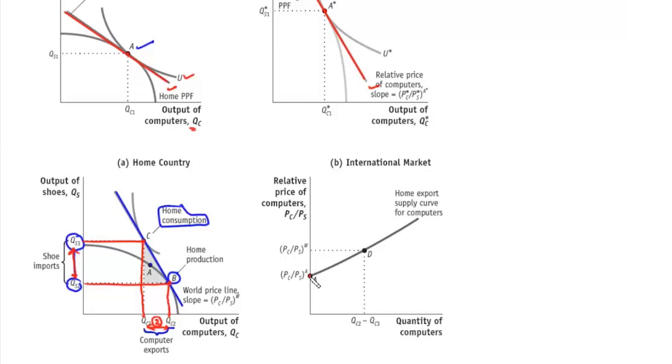Now if we look at the supply of exports in the international market, if the world price is the same as the price at A, then there will be no export. So total export will be 0. And if the world price is at PC upon PS, W, in this case, the export from this home country will be QC2 minus QC3. So it will be this point, and if we join these points, it will give us the home export supply curve for computers.